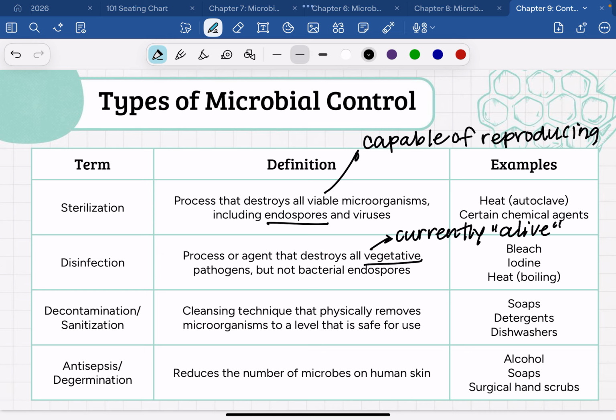Decontamination and sanitization is a word that's usually used for some kind of public product. So this is like going to a restaurant. Restaurant kitchens have sanitization standards. They have levels at which they have to clean things because it's a public use thing, right? People are going to come in and eat the food, so it has to be sanitized to a particular level. It's also used for a lot of products that are sold, right?